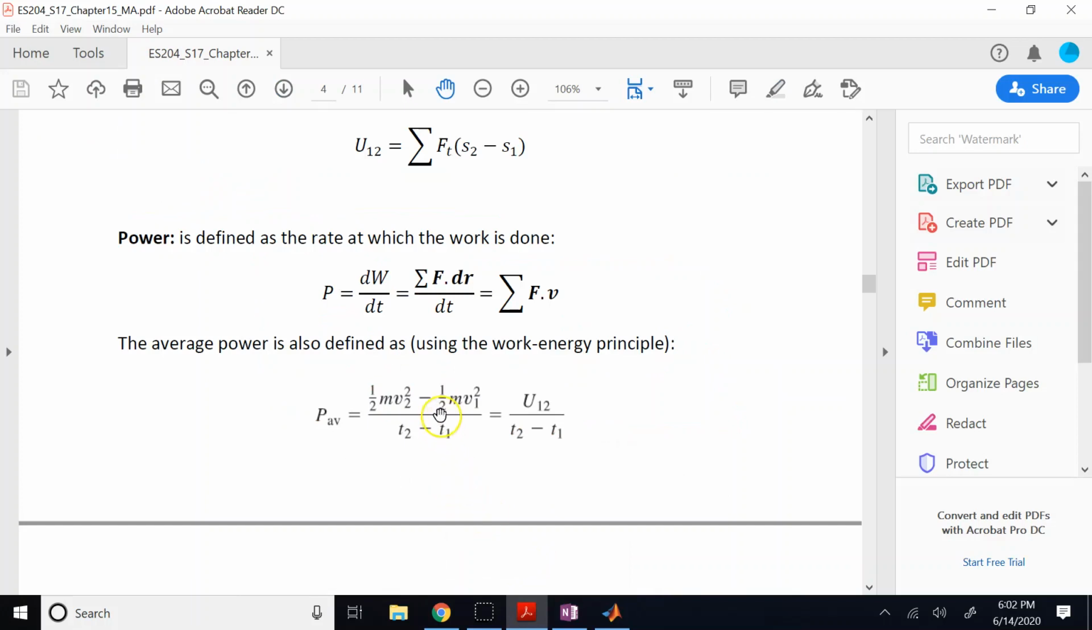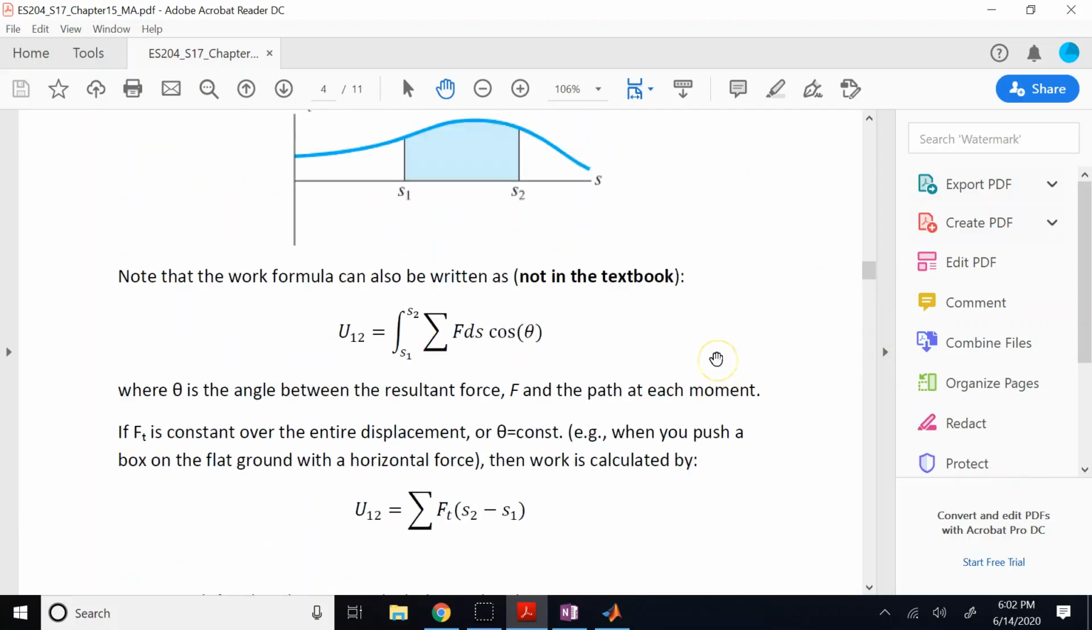And so if I define power to be the rate of doing work, dW over dt, then for W, we write it as the summation of F dot dr for dW, of course. dW is a very small work, or the work done by the forces in an infinitesimal displacement. So for dW, I can write it as what? Summation F dot dr, which is the integrand here.